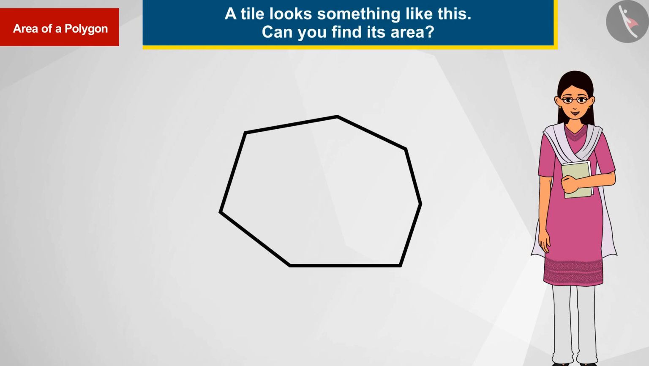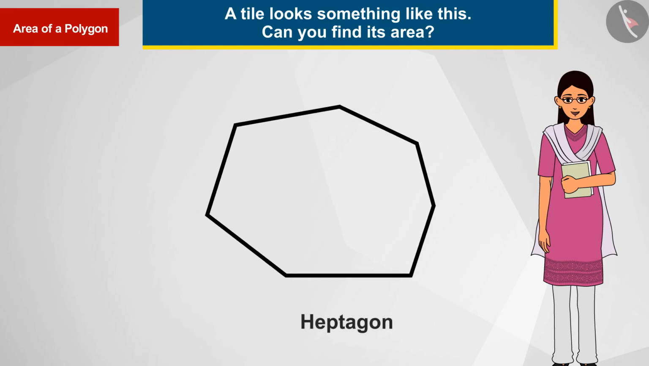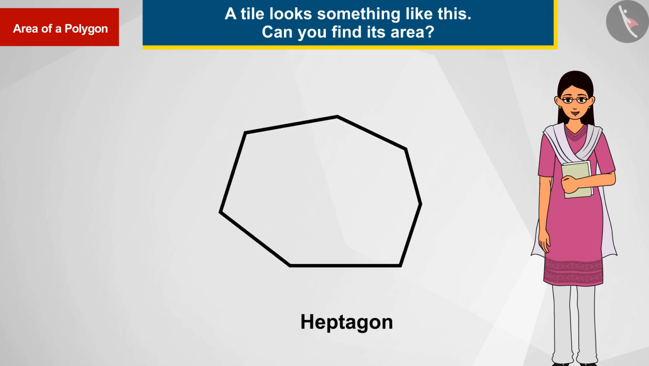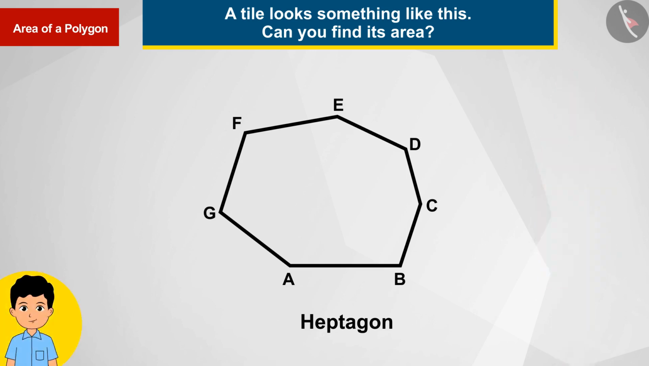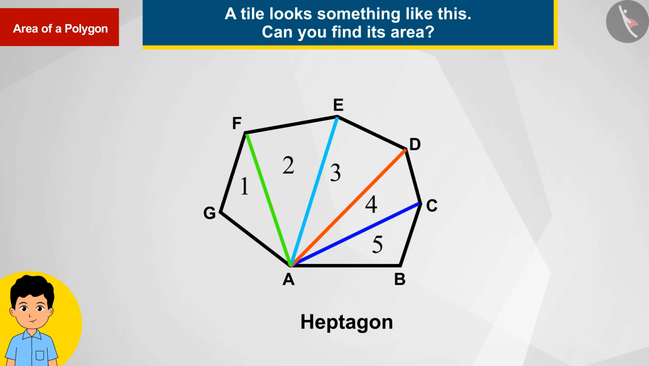The visible figure is a heptagon because the figure has 7 sides. Let's first name the tiles as A, B, C, D, E, F and G. A student of the class, Sonu, solved this question in this way. He made the diagonals of this heptagon from the vertex A, and by doing so, he got 5 triangles.